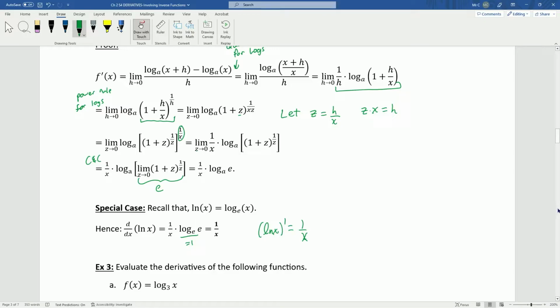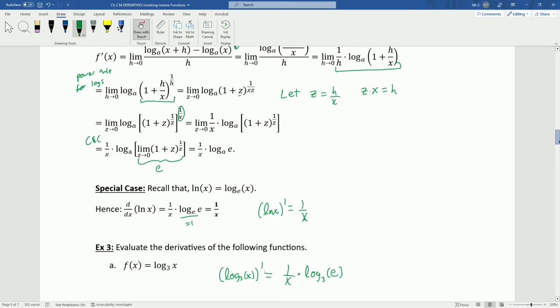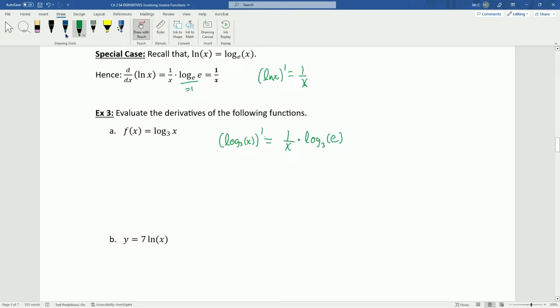All right. So moving on, let's go ahead and tackle a problem with this. Evaluate the derivatives of the following functions. F of x equals log base 3 of x. So log base 3 of x prime is just 1 over x times log base a of e. But what's my base a? It's 3 in this case. Okay, that's it. That's the derivative for that one. Let's move on to the next.